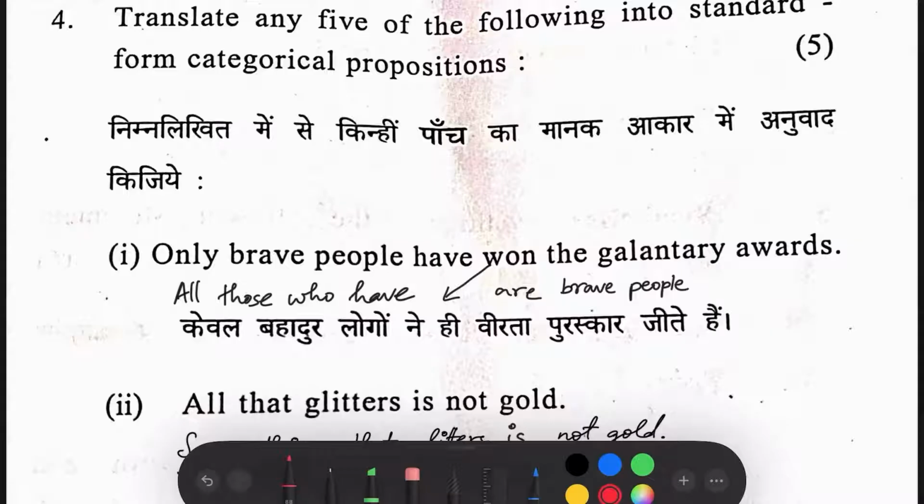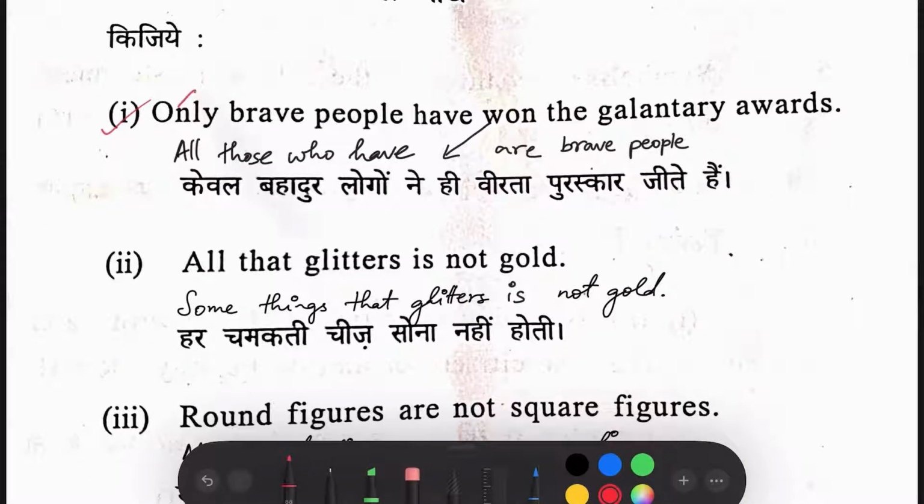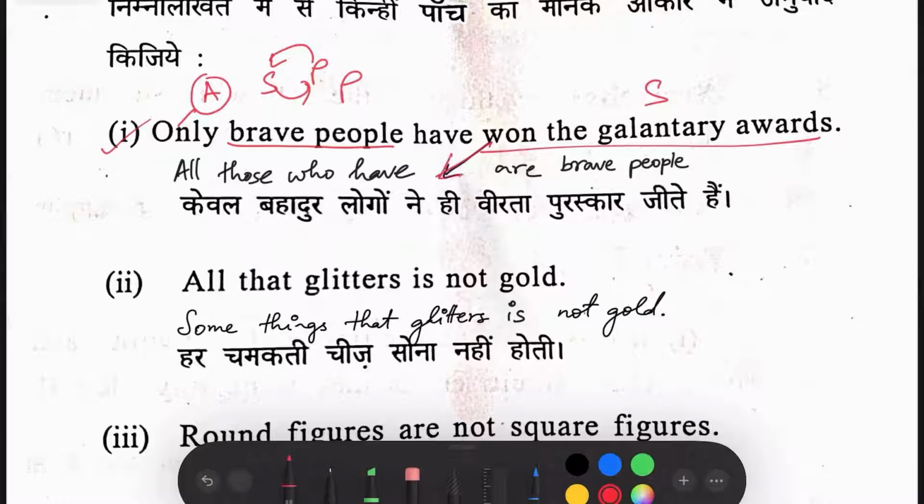Translate any 5 of the following into standard form categorical proposition. So let's start with the first question. Only brave people have won the gallantry awards. In this particular case, whenever 'only' comes, it will be changed into a proposition first and foremost, and the place of subject and predicate changes a bit. So this is something which you have to keep in mind. Here brave people will become the predicate and those who have won the gallantry awards will be the subject. So how will you write this? All those who have won the gallantry awards are brave people. So this is how you will write.